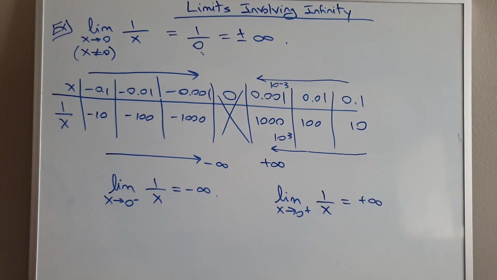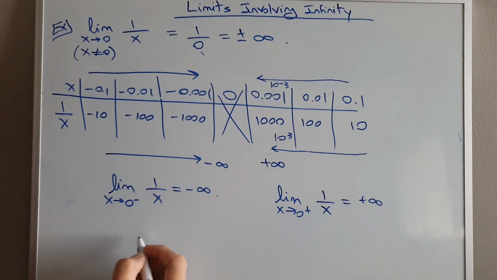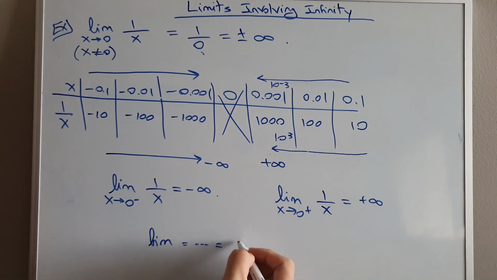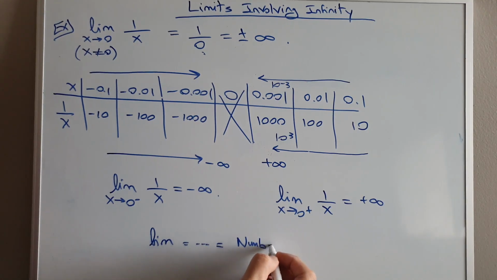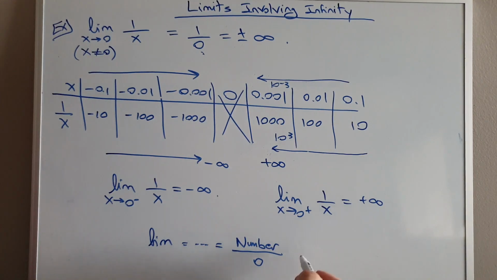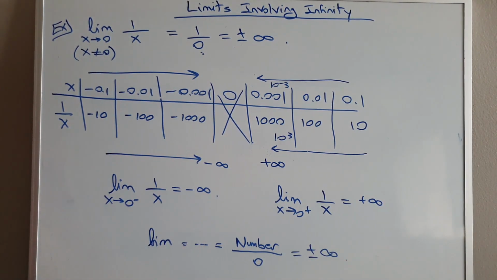The conclusion here is, when you are replacing in a limit and you end up with any number divided by 0, the answer will be either a positive or negative infinity. So we don't have to do the table every time. How do you know if it's positive or negative infinity? You have to look at the signs of each part of your limit.